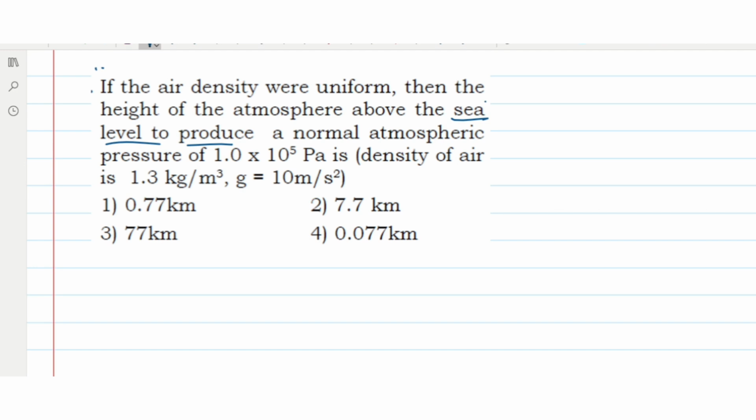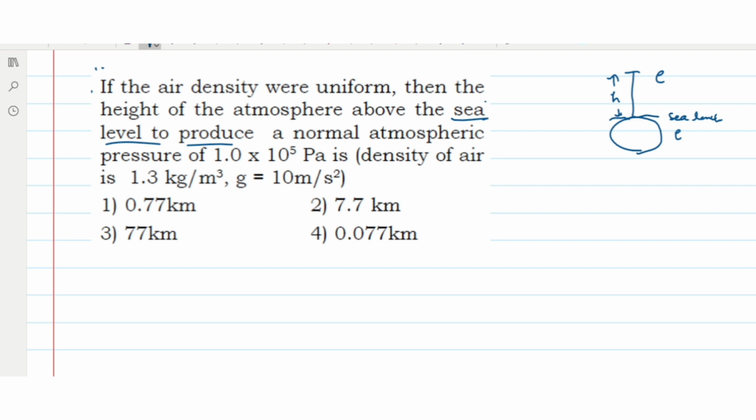Suppose this is the earth, and somewhere here is the sea level. On the surface of that, up to a certain height the air density is given as uniform. Means here the density of the air is rho, and at a height also the density of the air will be rho.